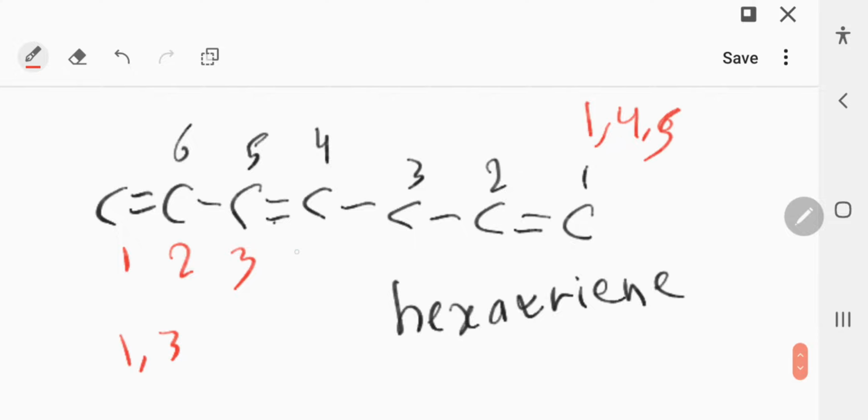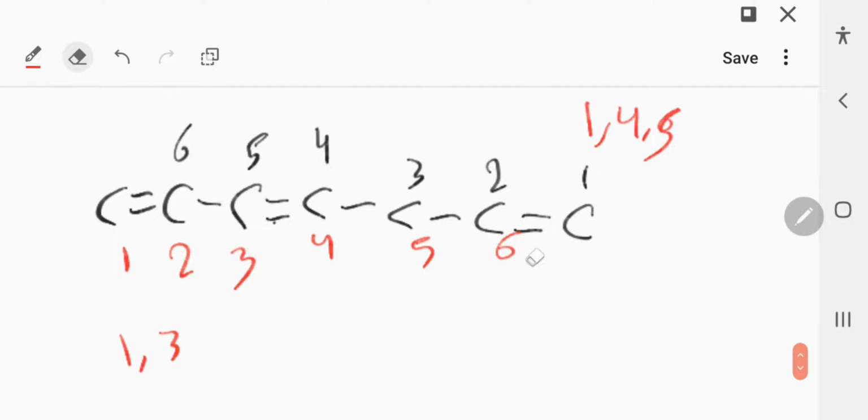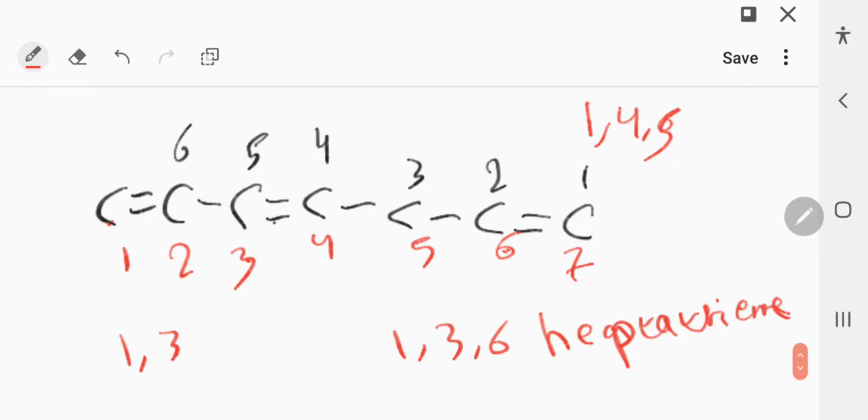And here 1, 2, 3, 4, 5, 6, 7. Oh, this is not hexa even, guys. Sorry for that. We are talking here about 7. So we are talking about hepta, triene. So here we will have the lowest numbers 1, 3, and 6. So 1, 3, 6-heptatriene.